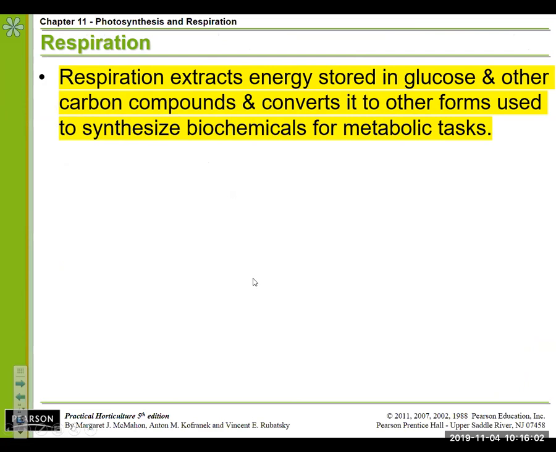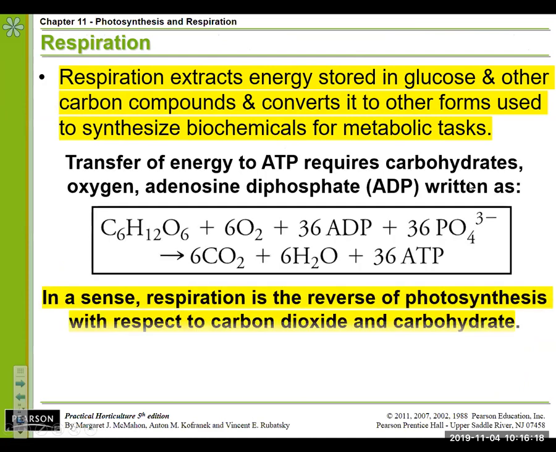The actual respiration, though, the breathing of the plant, is what is extracting the energy that is stored there in the glucose and the starches, and converting it to the other forms that are then used to synthesize biochemicals for the rest of the tasks that the plant needs to complete.